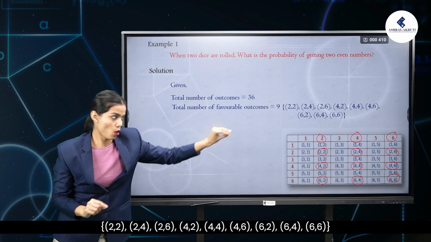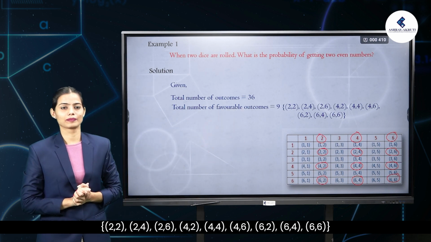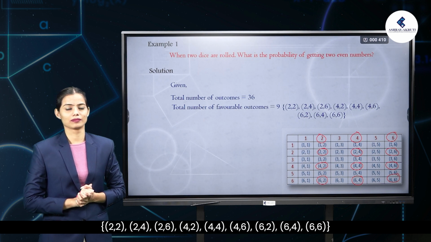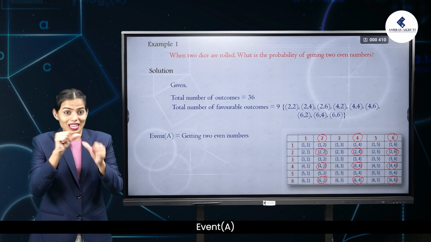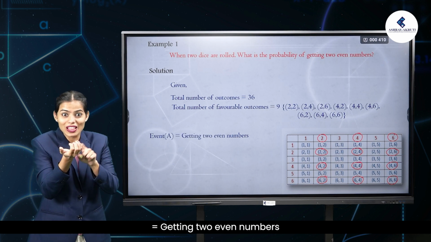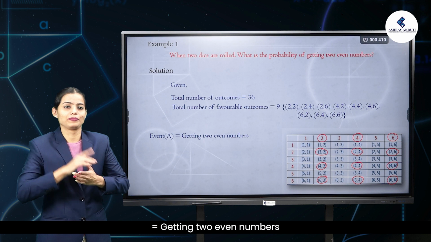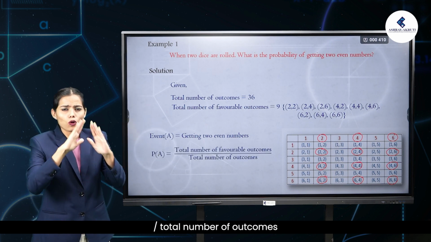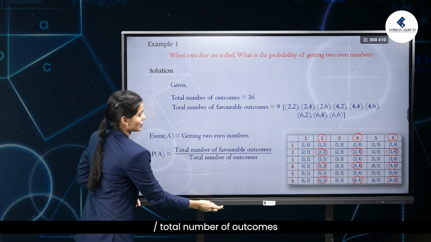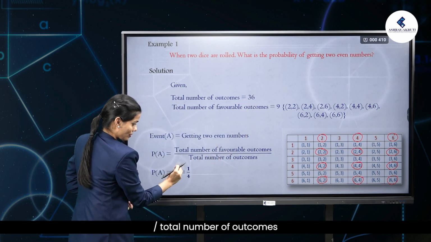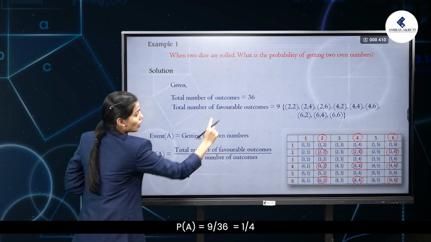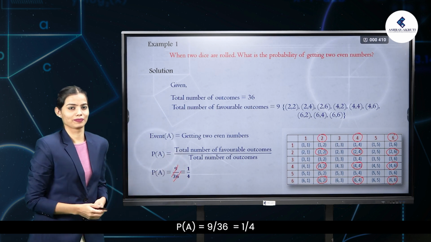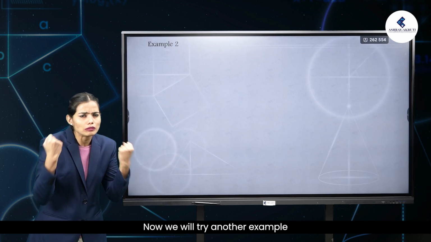2, 2; 2, 4; 2, 6; 4, 2; 4, 4; 4, 6; 6, 2; 6, 4; 6, 6. Event A is equal to getting 2 even numbers. P of A is equal to total number of favorable outcomes by total number of outcomes. P of A is equal to 9 by 36 is equal to 1 by 4. Now, we will try another example.